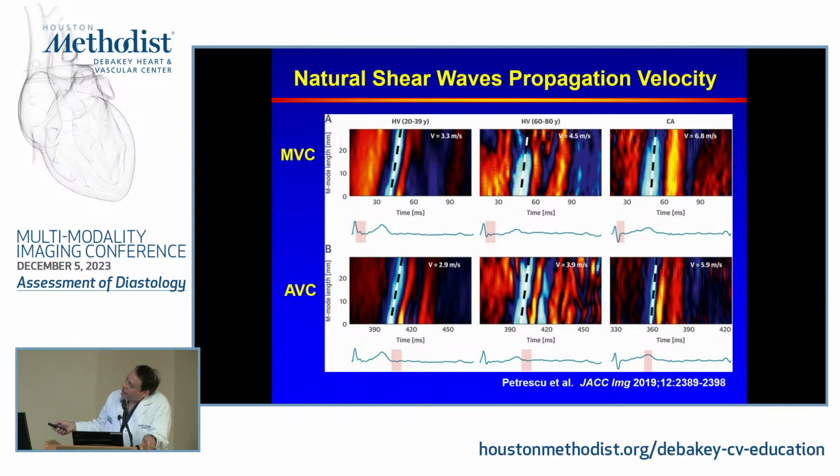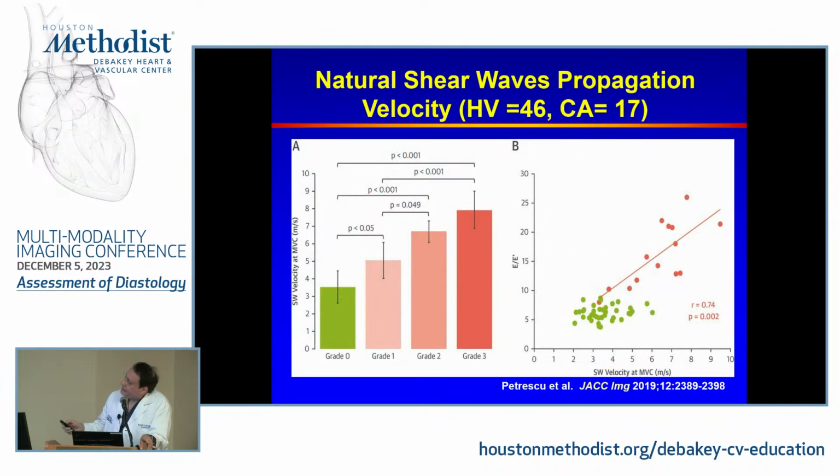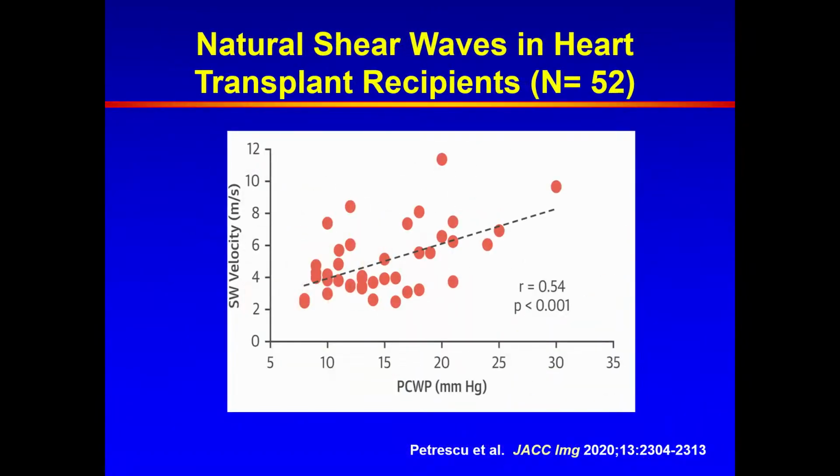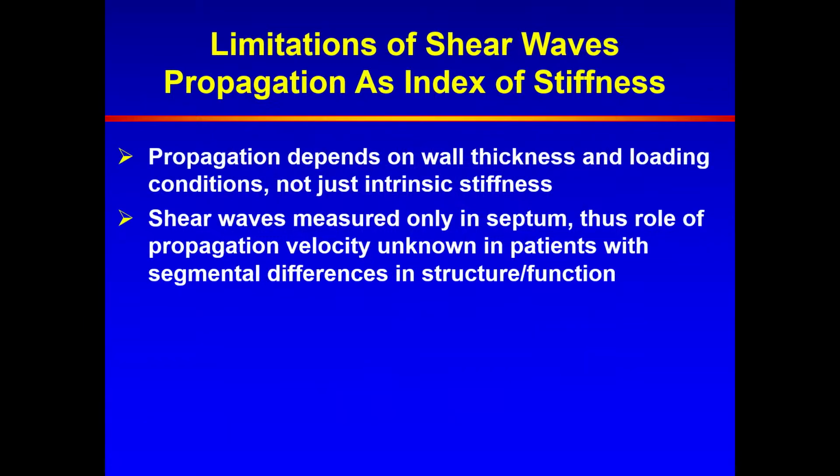With age, you see some increase in the shear velocity, but you see a very high shear velocity signifying high myocardial stiffness in the patient with cardiac amyloidosis, whether you look at the natural shear waves produced by mitral valve closure or by aortic valve closure. That shows the velocity going higher with the more advanced grades of diastolic dysfunction with significant association with the E to E prime ratio. And that's an actual correlation between the shear wave velocity and the wedge pressure in a group of heart transplant recipients, 52 patients, showing a significant association, albeit as you see some degree of scatter.